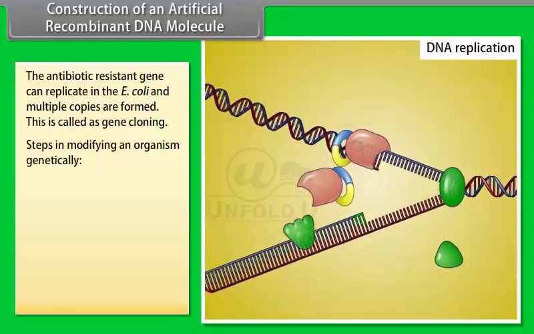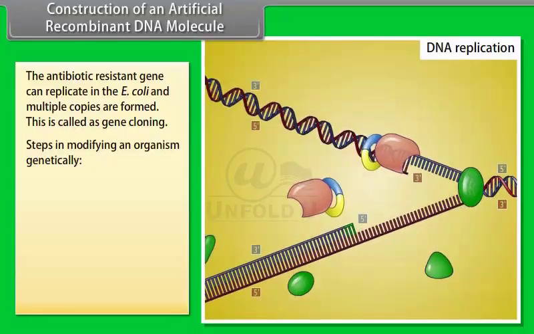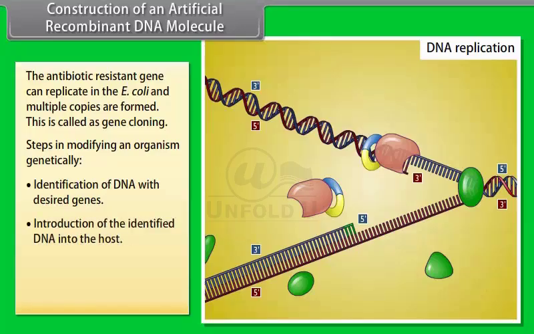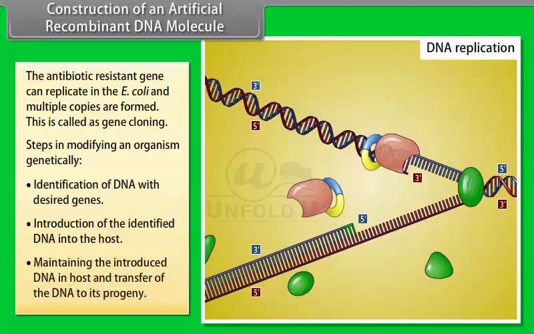Steps in modifying an organism genetically: identification of DNA with desired genes, introduction of the identified DNA into the host, maintaining the introduced DNA in host and transferring the DNA to its progeny. Tools of recombinant DNA technology. Restriction enzymes.